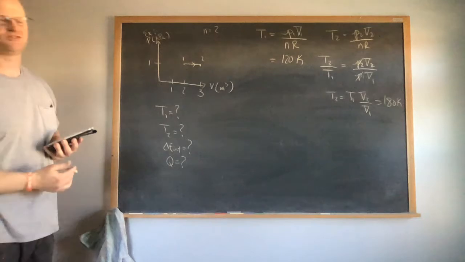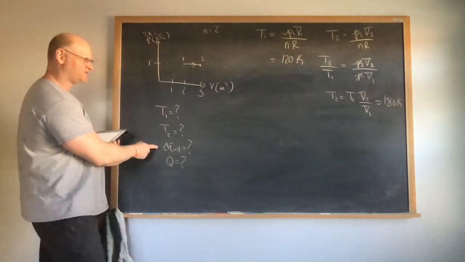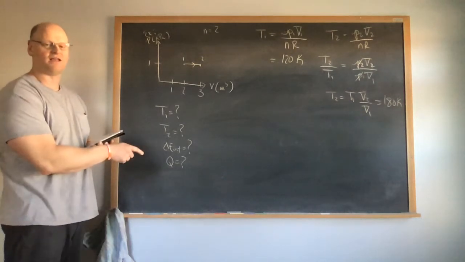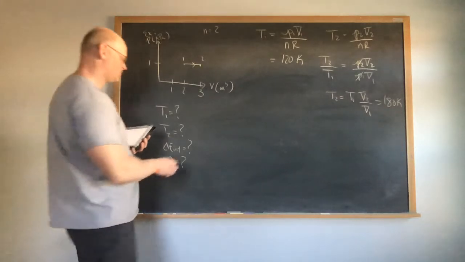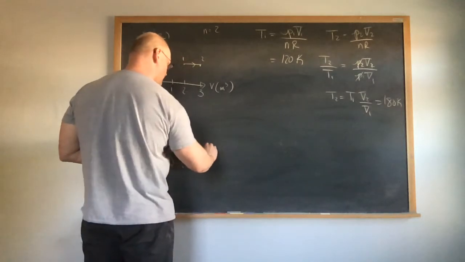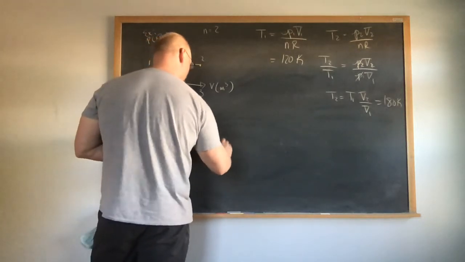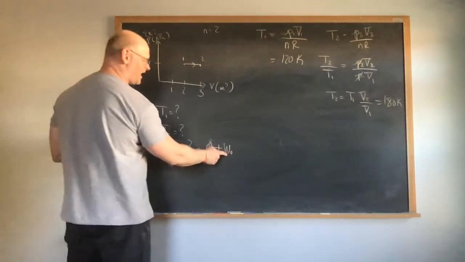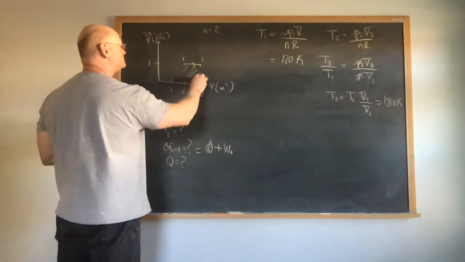Great. So here we know that from the first law of thermodynamics, we can determine the change in internal energy. Remember that this is simply equal to the heat plus the work done on the gas. So from here, we can calculate the work done on the gas. That again is just simply going to be the area under the curve from here.